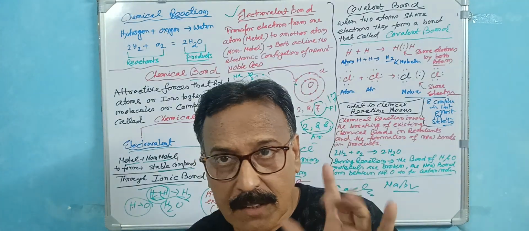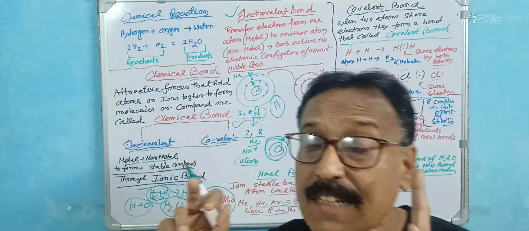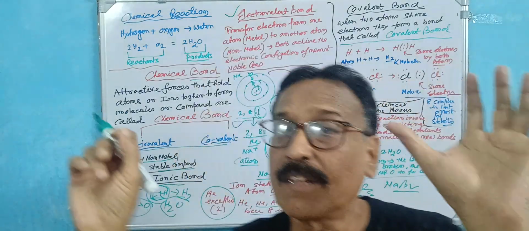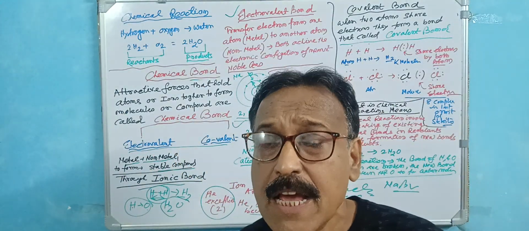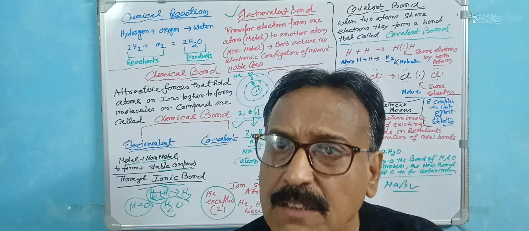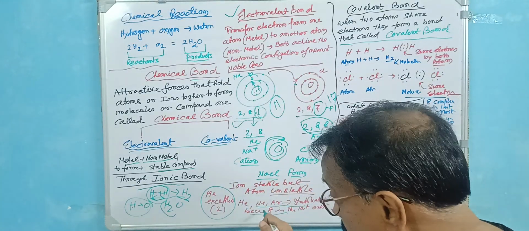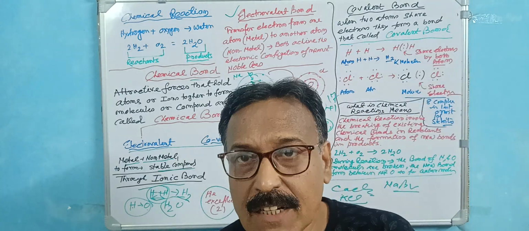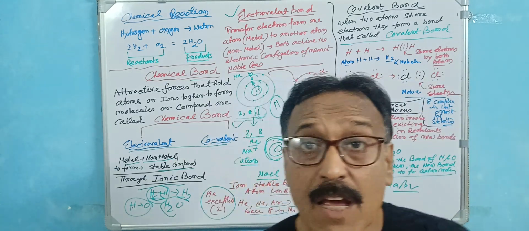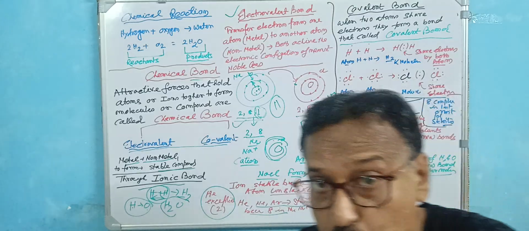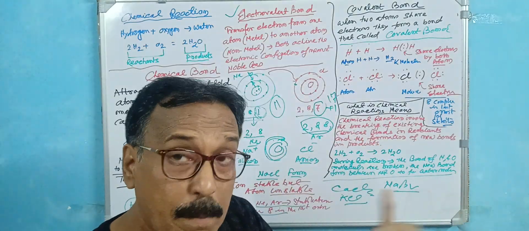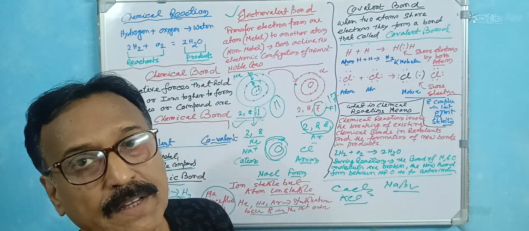Is that clear? The last orbit, 8, is complete. Each and every atom has a tendency to complete 8 electrons in the last orbit for its stability, because an atom is mostly in an unstable condition. The only stable atoms are neon, argon, xenon, the inert gases. But in general, an atom is unstable, an ion is stable. For stability, to acquire 8 electrons in the last orbit, sometimes a metal loses electrons and a non-metal accepts electrons.